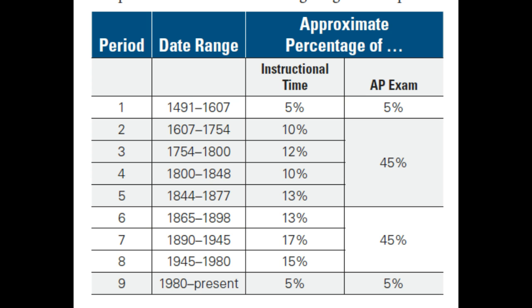So what that means is of the entire exam, only 5% of it covers period 1 and 5% of it covers period 9. So if I want to make sure that you're prepared, I need to make sure that the bulk of the content comes from periods 2 and 8. You'll notice that periods 2 through 5 are worth 45% of the exam, and 6 through 8 are also worth 45% of the exam. So that's where we'll focus most of our time.